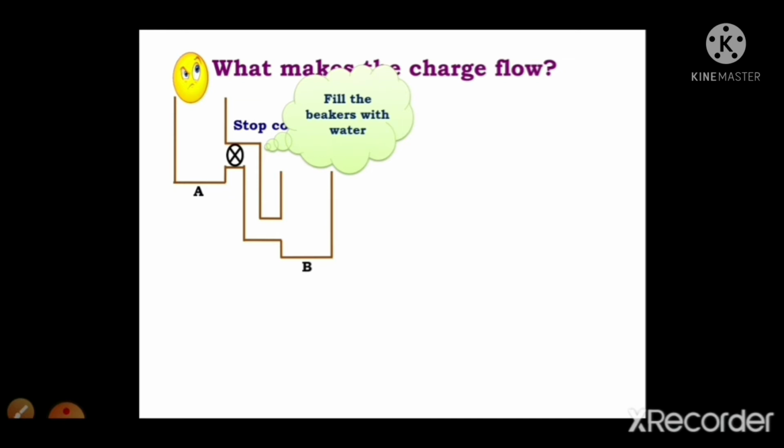If you release the stopcock, the water will come. You fill water in beaker A. This stopcock is a regulator, you can say. When you open the stopcock, what will happen? Initially, there is water in both beakers, A as well as B. When the stopcock is closed, water does not flow. Right now, the water is not flowing.